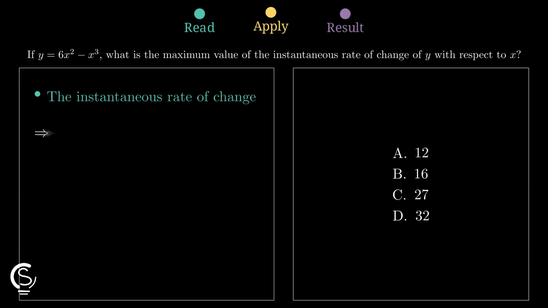Plug x equals 2 into the first derivative. 12 times 2 minus 3 times 4 equals 12. Option A is the final winner.